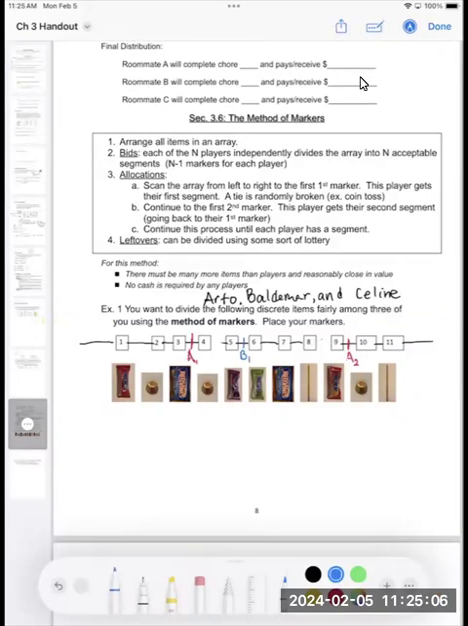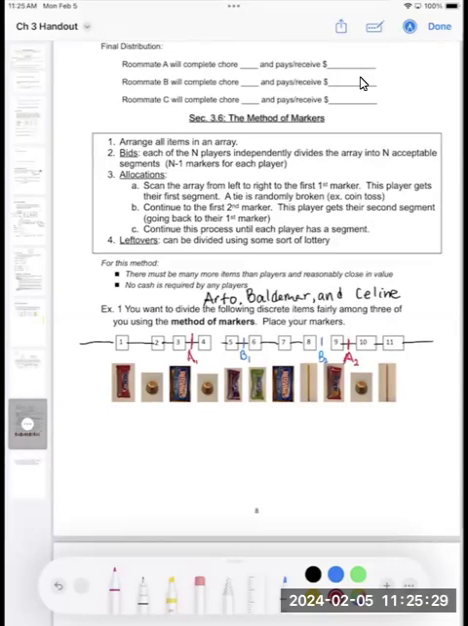And notice how I put a B for his name, Baltimore. But then when I go from left to right, the first marker that I placed, I put a B sub 1. And the second marker, I put a B sub 2. So that's just so you know, the first marker and the second marker for each person.